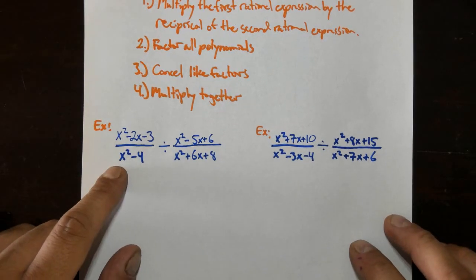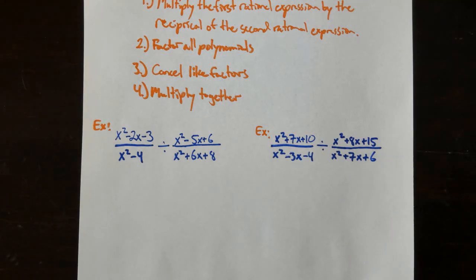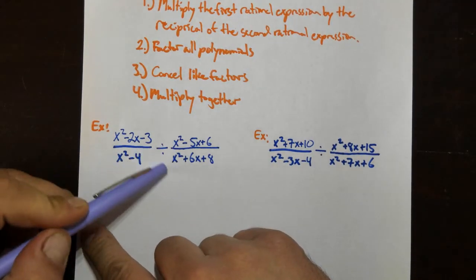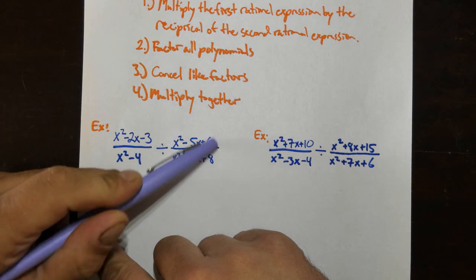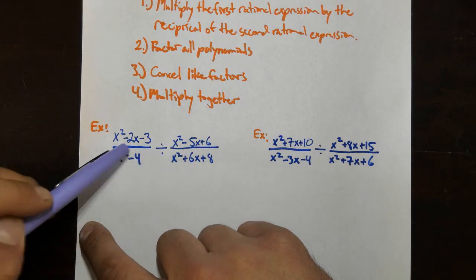So here we have x squared minus 2x minus 3 over x squared minus 4 divided by x squared minus 5x plus 6 divided by x squared plus 6x plus 8. So it's a lot of division going on here. So what we're going to do is take the second expression and find the reciprocal of it, and we're going to multiply it by the first one.